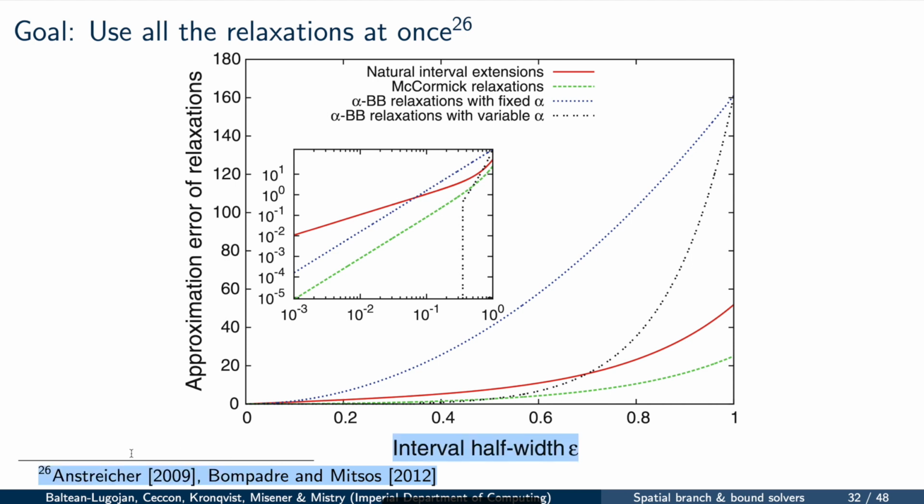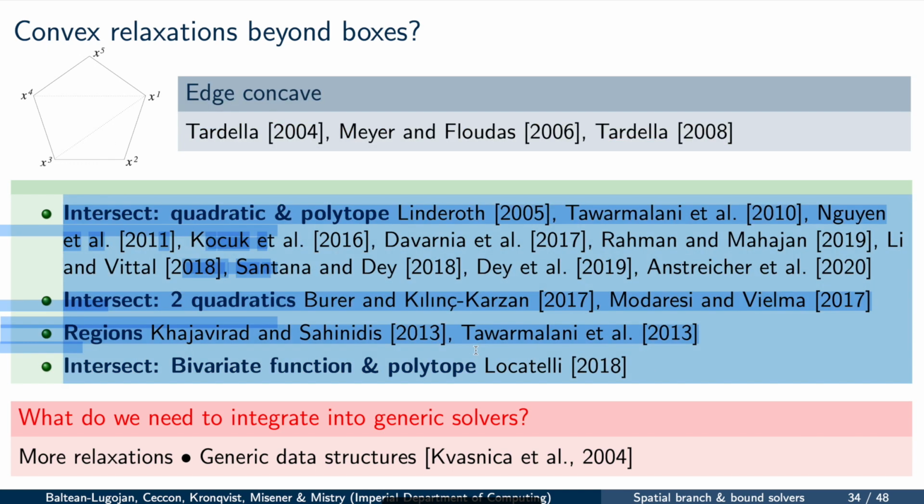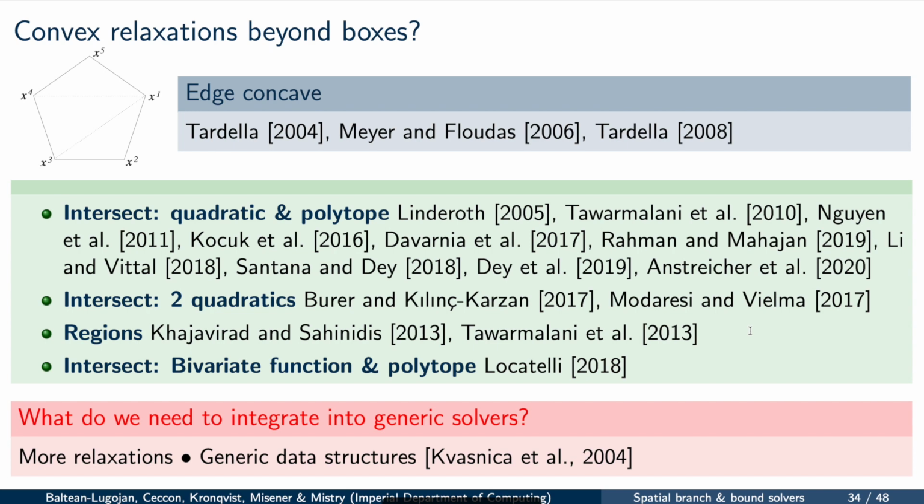So these are two of my very favorite papers, and what they basically say is any relaxation you have available, you should be using. All of the relaxations that I've talked about so far are over boxes. And one of the things that I'm most interested in right now is convex relaxations that are beyond boxes. So this discussion really started about 15 years ago when Tardella was talking about these edge-concave functions where you only need to know the vertices and then you can develop a relaxation. But this has really exploded in recent years to include quite a number of different cases.